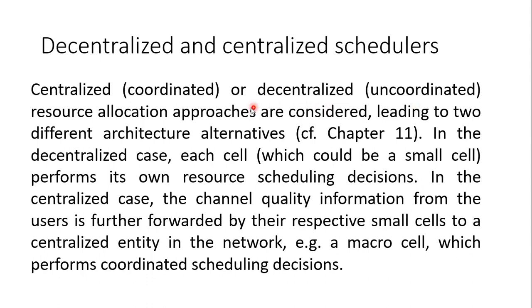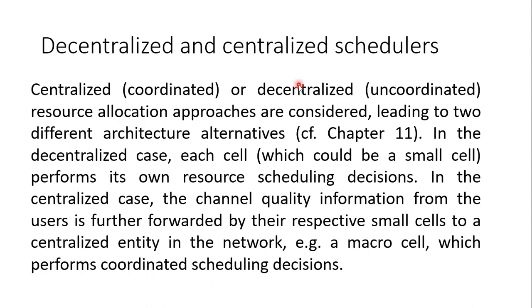Now resource allocation approaches are considered, leading to two different architectures. In the decentralized case, each cell performs its own resource scheduling decision. In the centralized case, the channel quality information from the user is further forwarded by the respective small cells to a centralized entity in the network. So decentralized and centralized schedulers will be used. The centralized scheduler is nothing but coordinated, and decentralized is nothing but uncoordinated resource allocation.